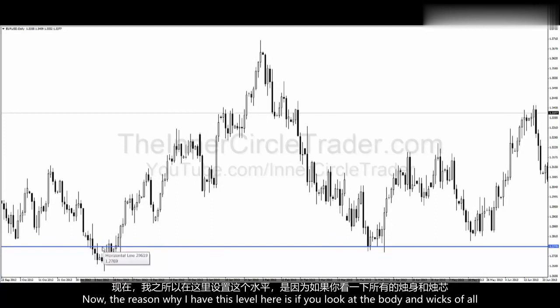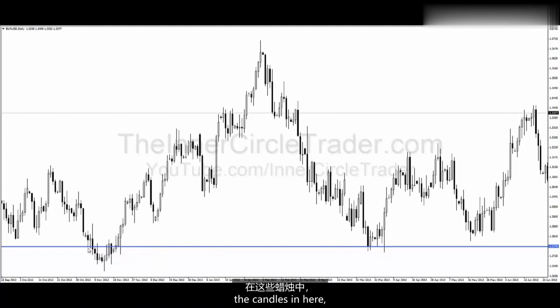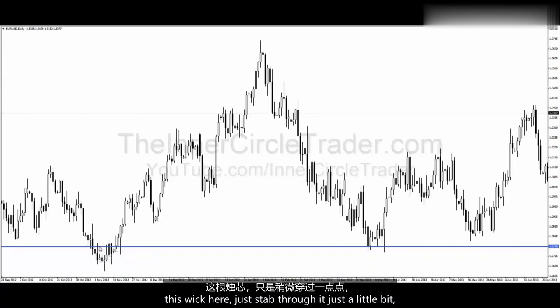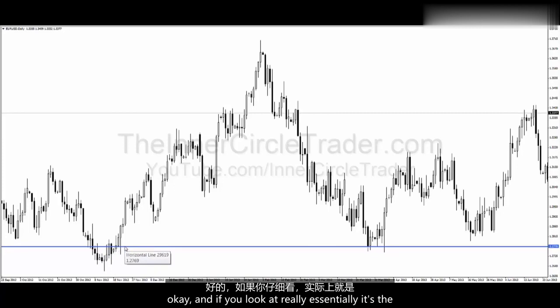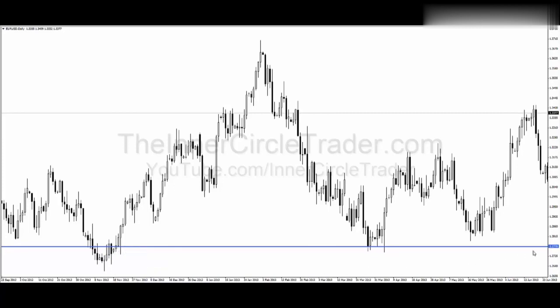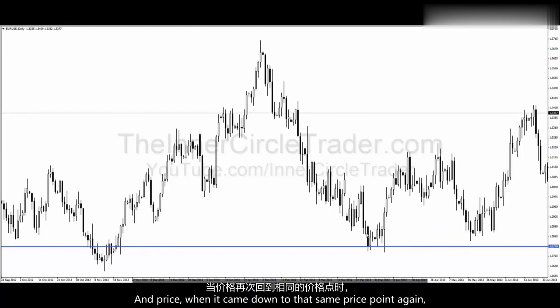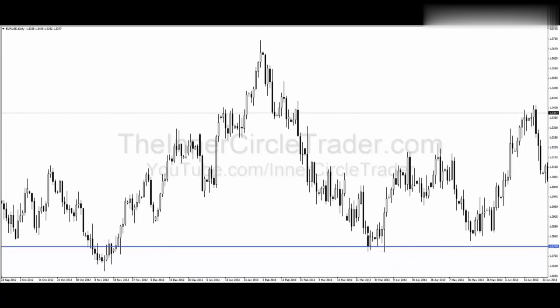Now the reason why I have this level here is if you look at the body and wicks of all the candles in here, you have the low, the wick here, the wick essentially in here, the top of this candle's wick, this wick here, just stab through it just a little bit. Again, same here, the bodies of the candles here. And essentially it's the 127.70 level.